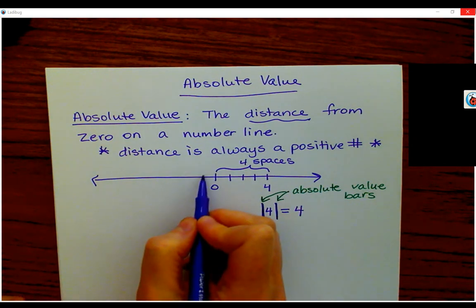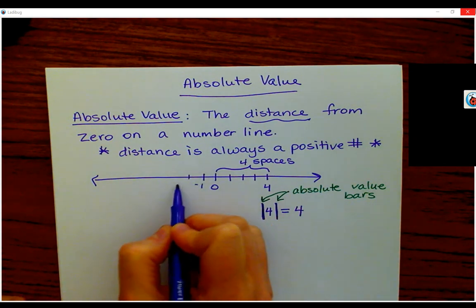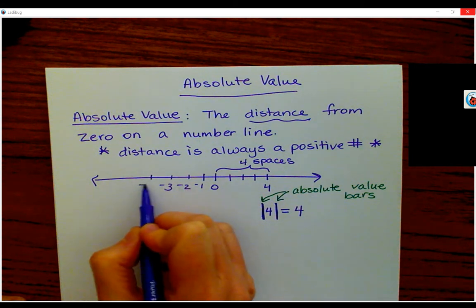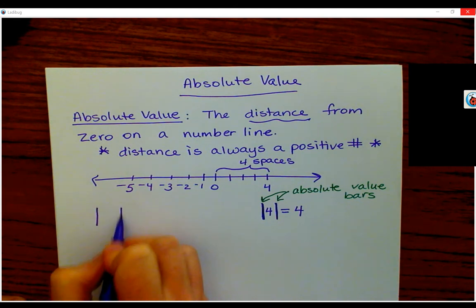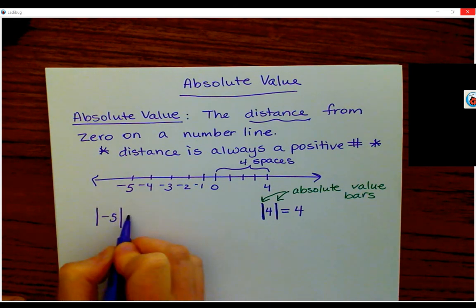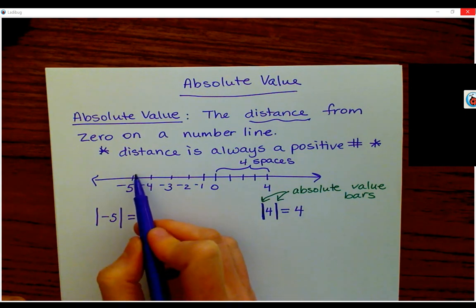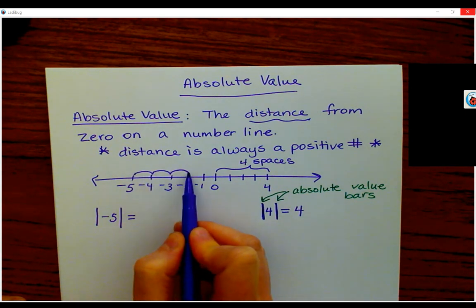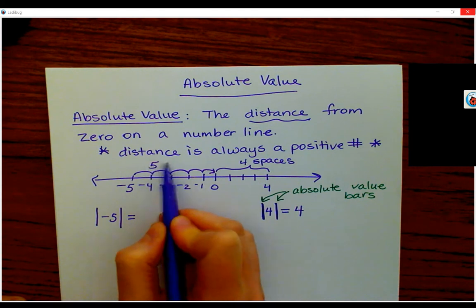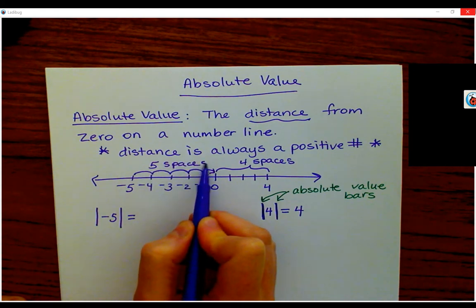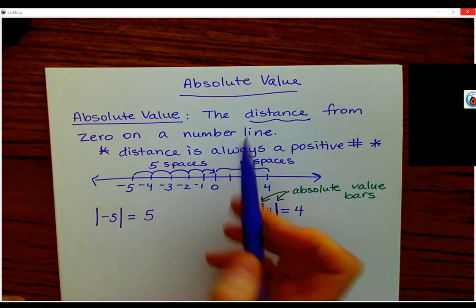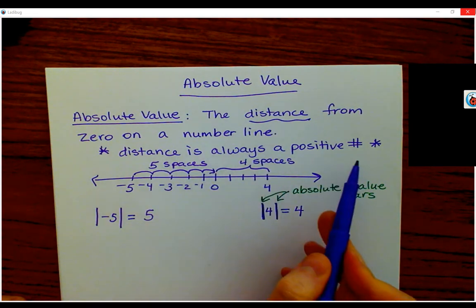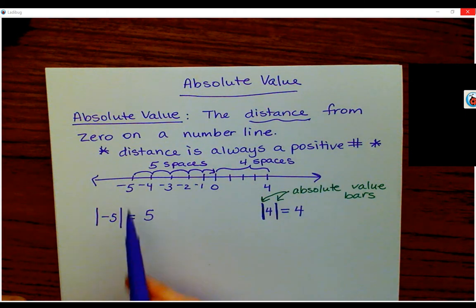Now say I went in the negative direction, -1, -2, -3, -4, -5. So say I wanted to do the absolute value of -5. What would that equal? You're going to count the spaces. 1, 2, 3, 4, 5 spaces to 0. So the absolute value of -5 is 5. Now remember, it's a distance. So distance is always positive. So when we ask for the absolute value of something, it's always positive.